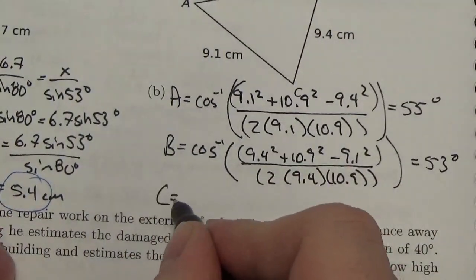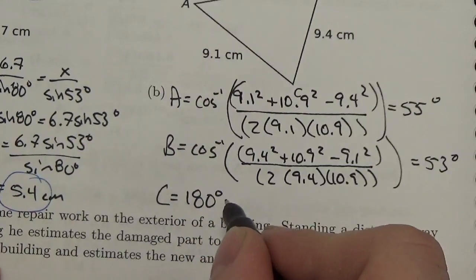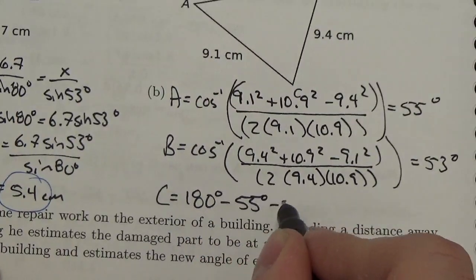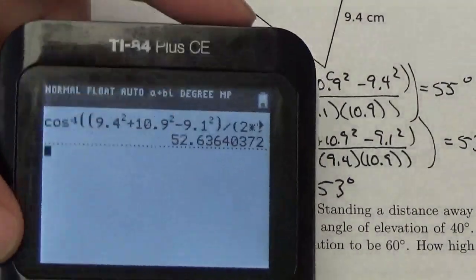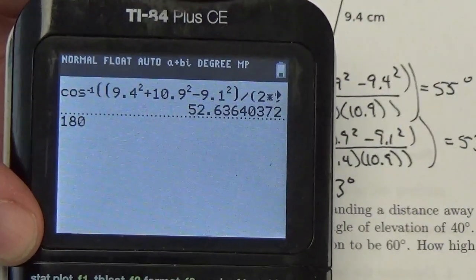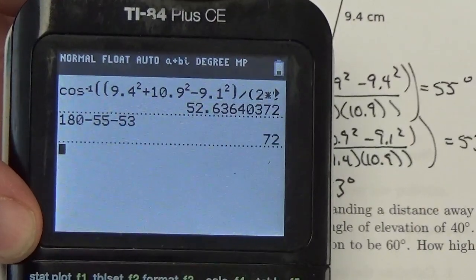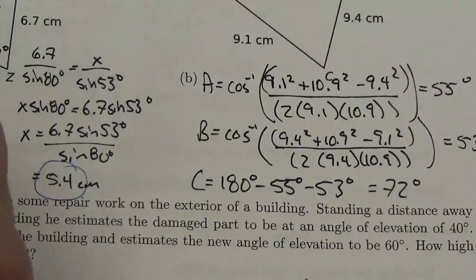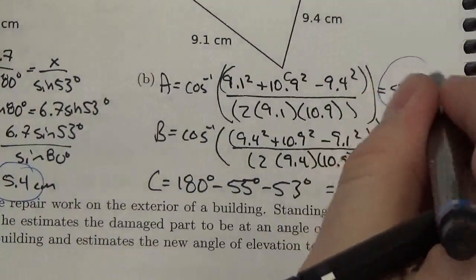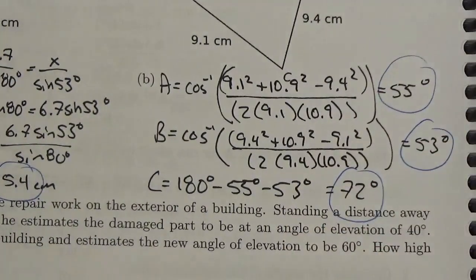Now to get C, I'm just going to be lazy here. I'm going to take 180 and I'm going to minus 55 and then I'm going to subtract 53 from it, because I know that they should add up to 180. So 180 minus 55 minus 53 is equal to 72 degrees. And now I've solved it. All I was missing were these 3 angles. And now I've got all 3.